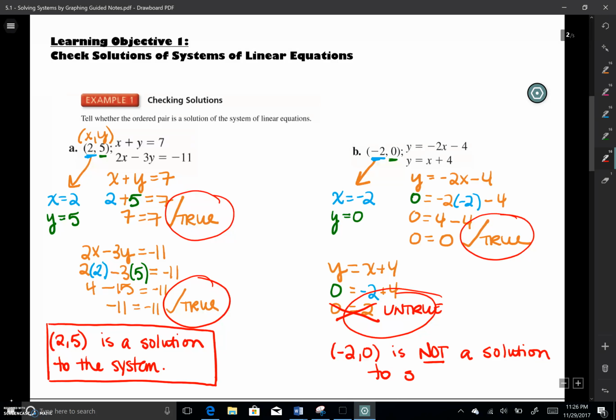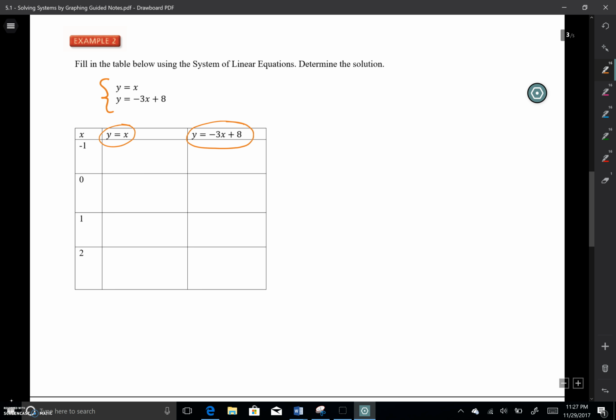Aside from being given an ordered pair and plugging in, we can also check solutions with a table. So here we're given a system y equals x and y equals -3x plus 8. I have those two in my table right here in these two columns. However, instead of an ordered pair, I'm given a set of 4 different x values that I have to plug in for x into each equation and see what happens with the y values.